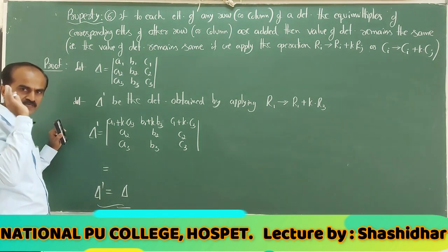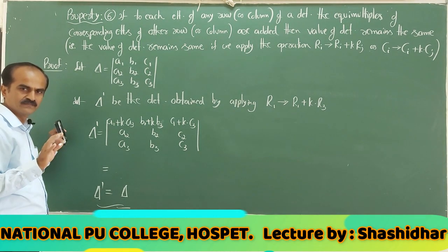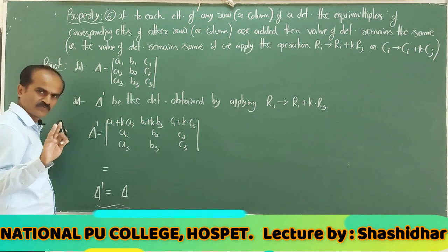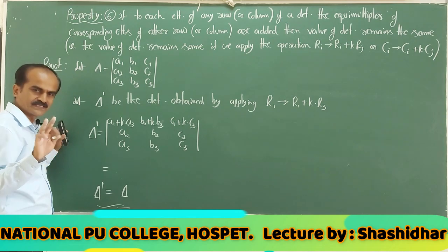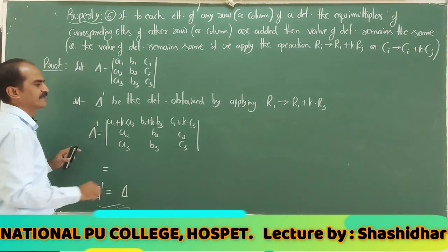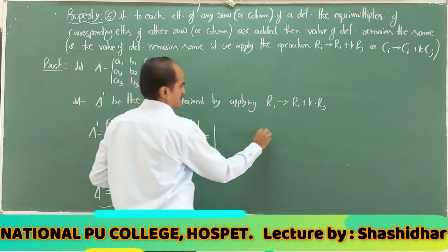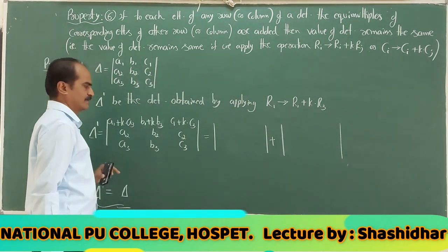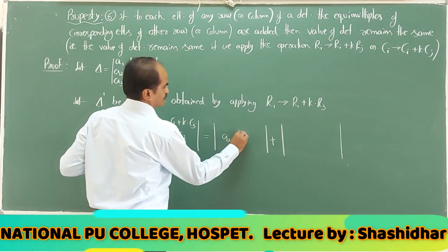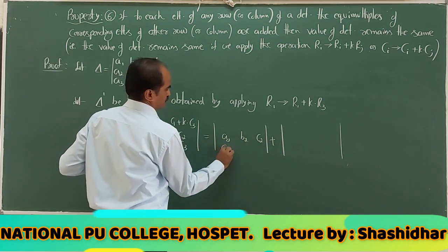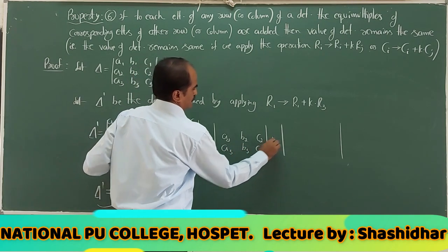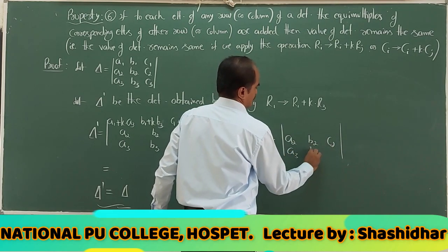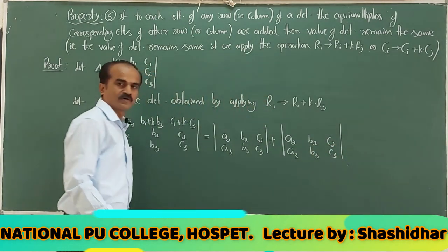Recall the previous property. In a determinant, if all the elements of a row are sum of two terms, that can be expressed as sum of two determinants. Now let me write it as two determinants. Second row, third row same: A2, B2, C2, A3, B3, C3. Here also A2, B2, C2, A3, B3, C3. What about first row elements?